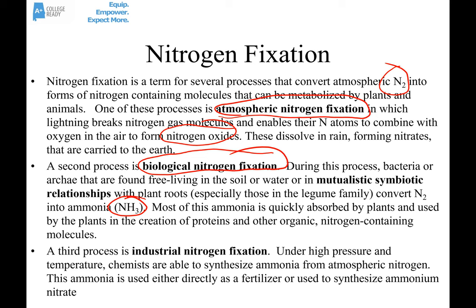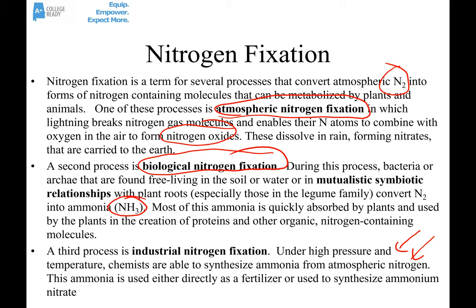There's also a third process called industrial nitrogen fixation. Scientists figured out that under high pressure and high temperature, chemists could synthesize ammonia from atmospheric nitrogen. And this is the basis for the creation of nitrogen-containing fertilizers, whether they use ammonia directly or convert it into ammonium nitrate. So this is the way scientists create artificial nitrogen-based fertilizers.